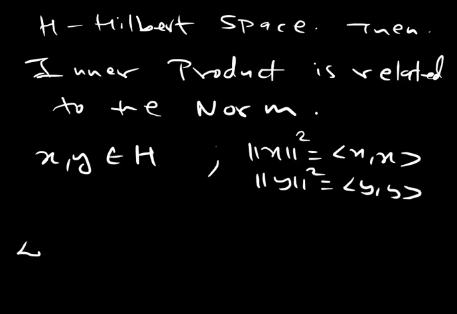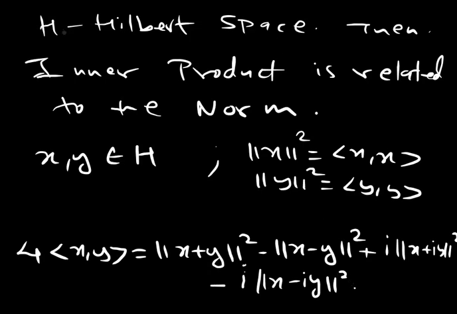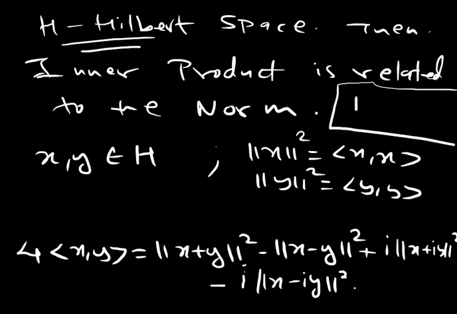What this says is that 4 times the inner product of x comma y is the norm of x plus y whole square minus norm of x minus y whole square plus i times norm of x plus iy whole square minus i times norm of x minus iy whole square. Note that what we are talking about here, the Hilbert space, has a complex field. So F is C.